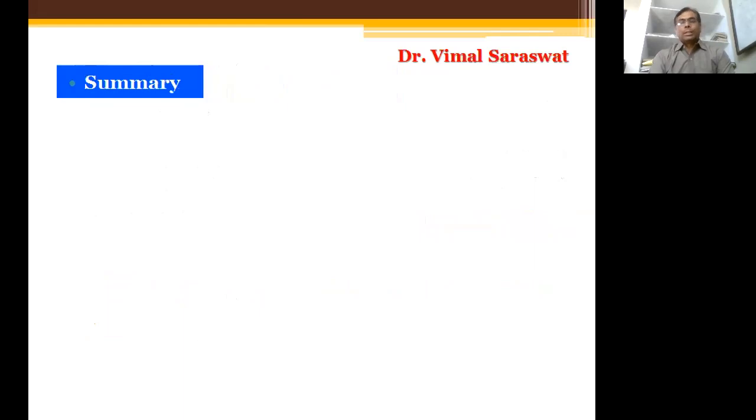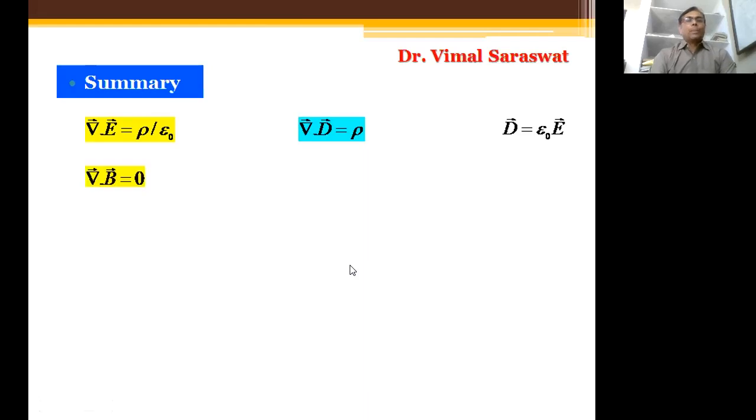Now we summarize all four equations of Maxwell. First equation is divergence E is equal to rho by epsilon 0. Since D is equal to epsilon naught E, divergence E is equal to rho by epsilon naught can be written as divergence D is equal to rho. According to Maxwell's second equation, divergence of B is equal to 0, but B is equal to mu naught H, and hence the second equation can also be written as divergence H is equal to 0.